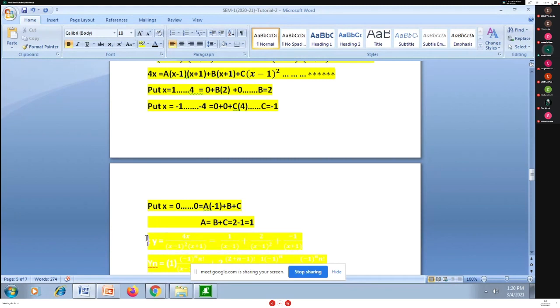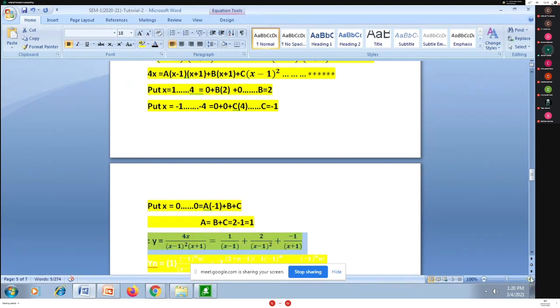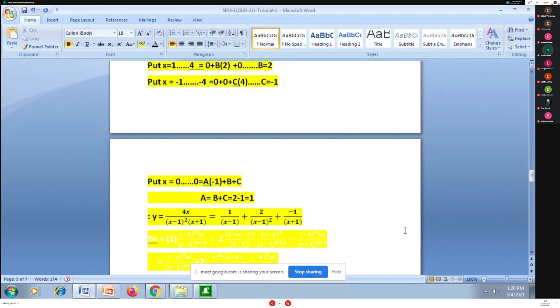Now I am having all the 3 unknowns. So I am having function y as a upon x minus 1 plus b upon (x minus 1) whole square plus c upon x plus 1. So I'm substituting values of a, b, c. Yes, now I have to take nth derivative for both the sides. Let us go for taking nth derivative for both the sides.